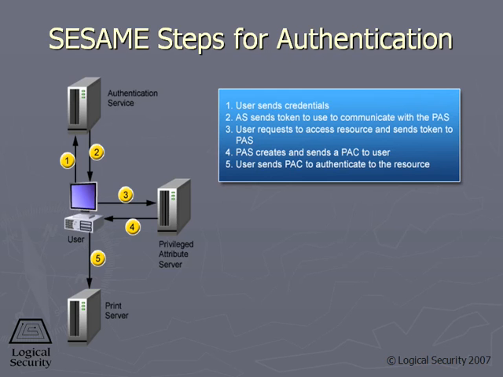So SESAME, same thing as Kerberos really, but it uses asymmetric cryptography, and it calls the same types of components that carry out basically the same type of functionality different names, like the Privilege Attribute Server instead of the TGS, a PAC, a Privilege Attribute Certificate, instead of a ticket.